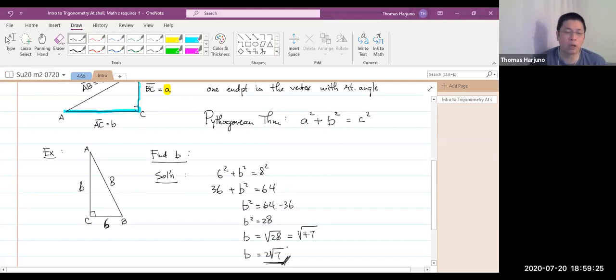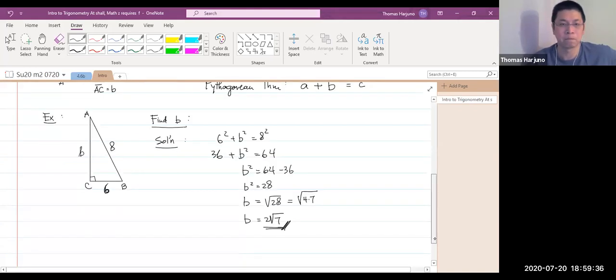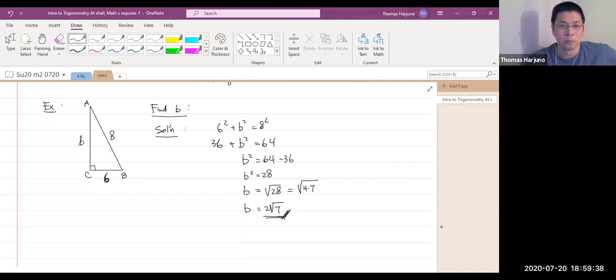That's one application of the Pythagorean theorem. I think that part is easy.